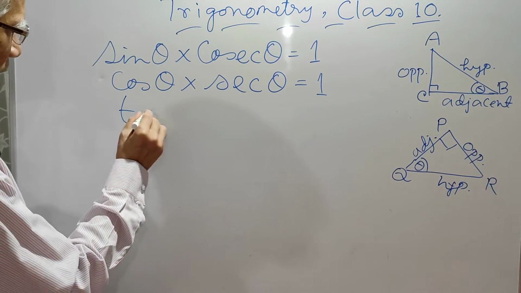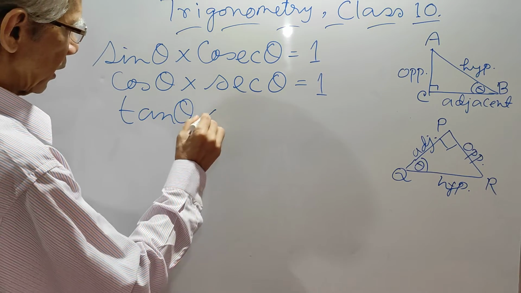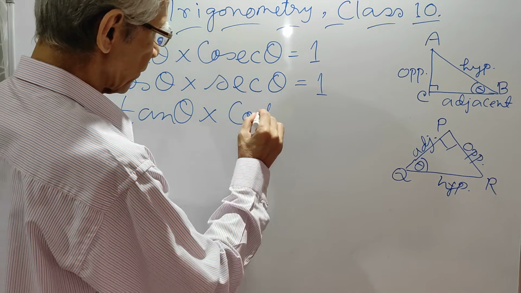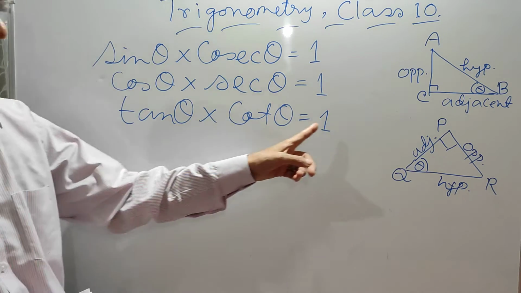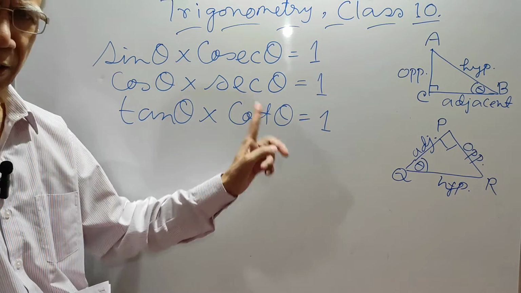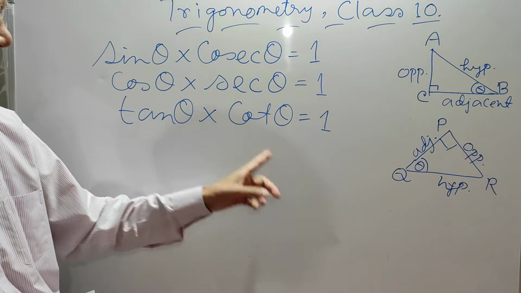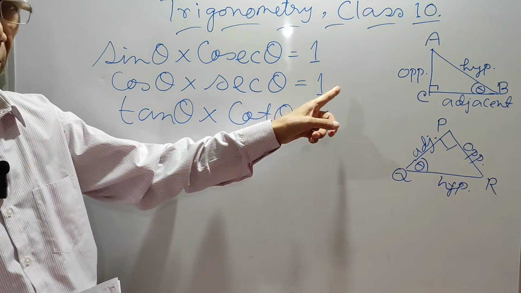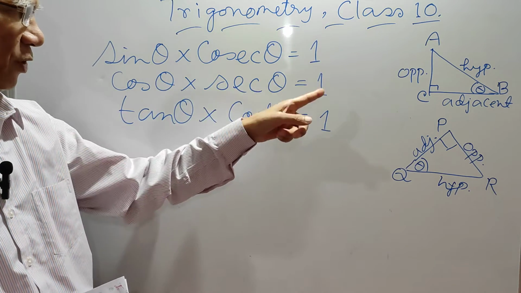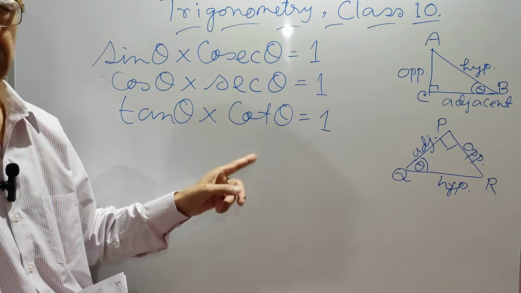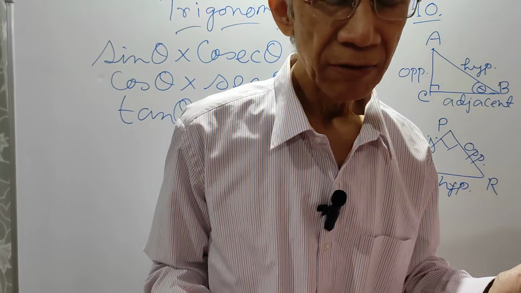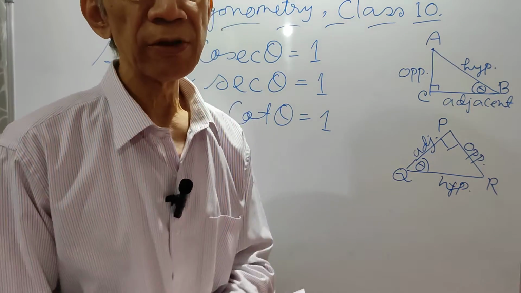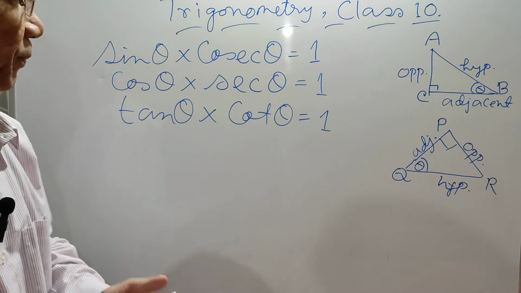So tan theta into cot theta equal to 1. Therefore, tan theta is 1 by cot theta and cot theta is 1 by tan theta. So cos theta into sec theta equal to 1. Therefore, sec theta is 1 by cos theta and cos theta is 1 by sec theta. Now, if you know these relations, then in the exam you will find it very easy to solve numerical problems. Okay.